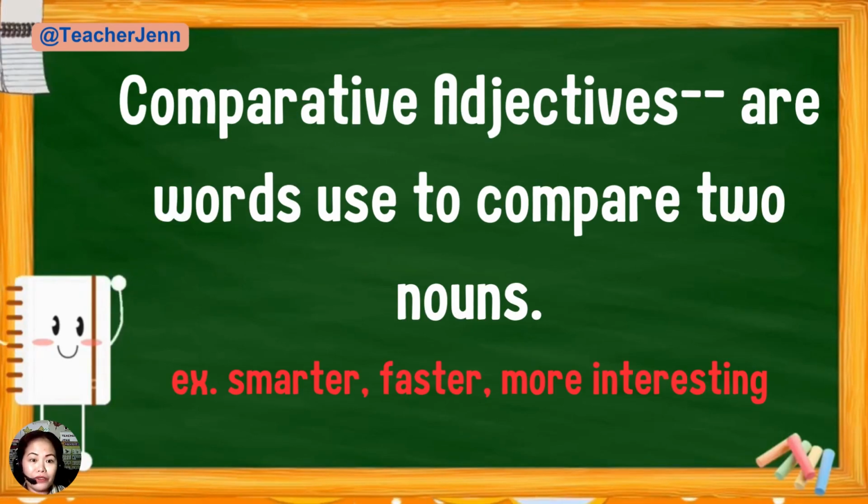Comparative adjectives are words that we use to compare two nouns, and it usually ends with er, and sometimes we use more before the adjectives, like smarter, faster, more interesting.